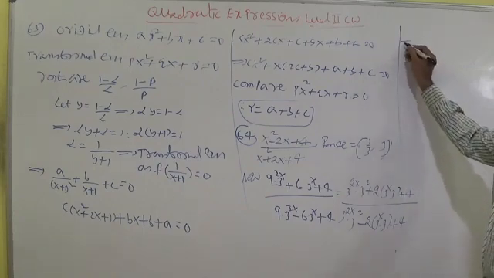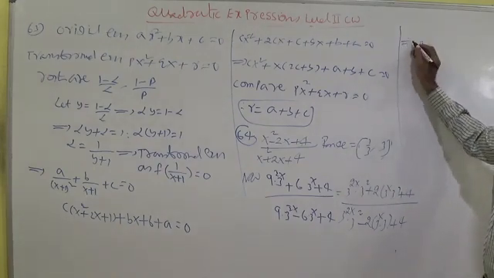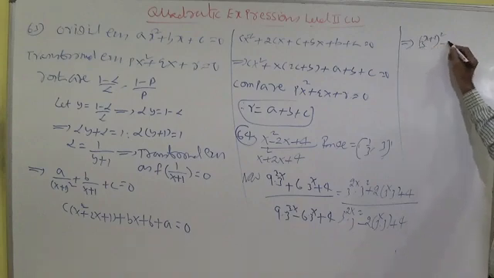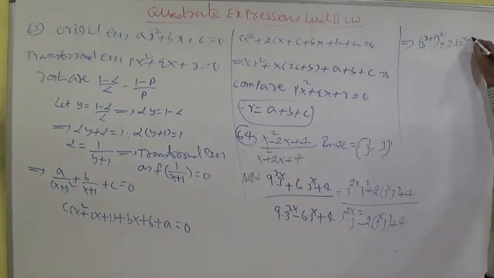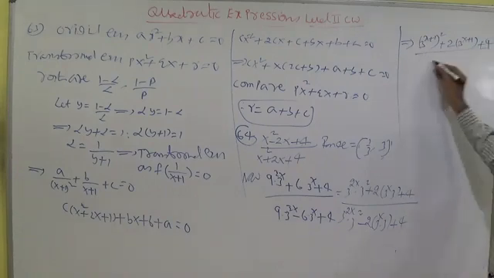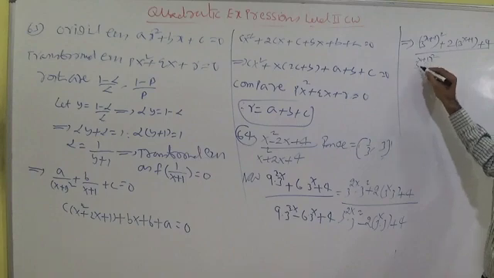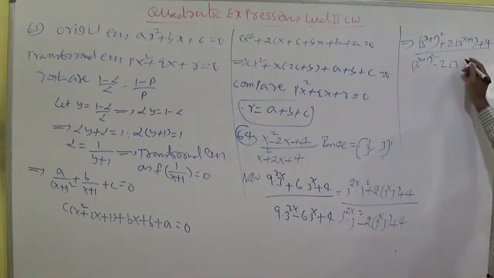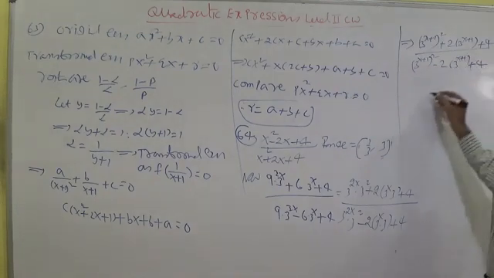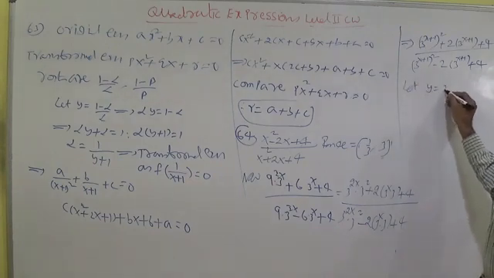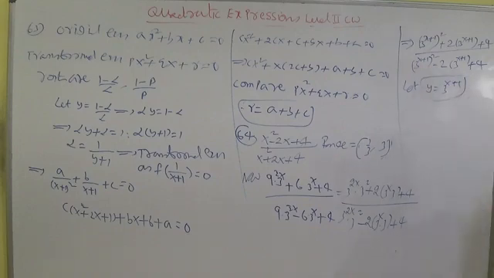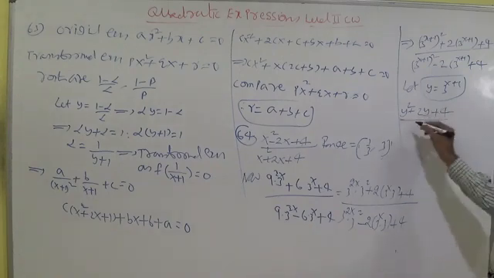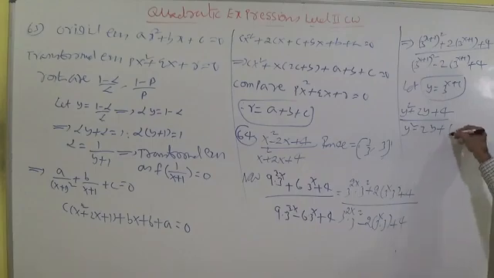That implies it can be understood as 3^(2x+2) can be written as (3^(x+1))², so (3^(x+1))² + 2·3^(x+1) + 4 over (3^(x+1))² − 2·3^(x+1) + 4. Let us think of this as y, where y is equal to 3^(x+1). So you can write this as (y² + 2y + 4) / (y² − 2y + 4).